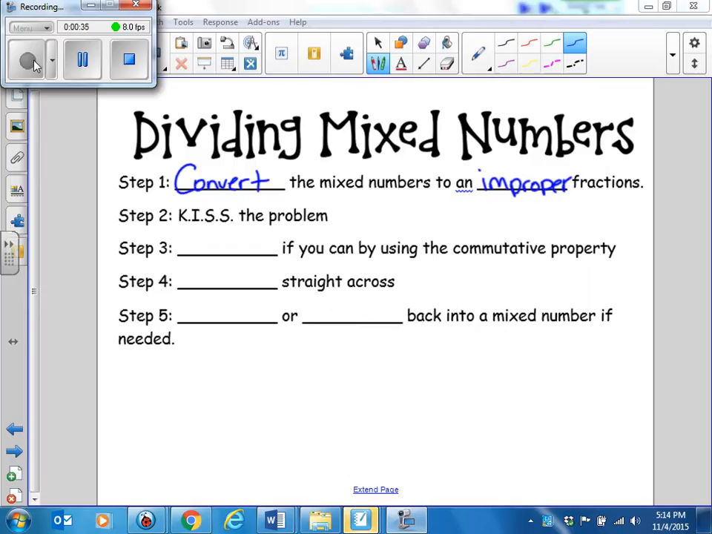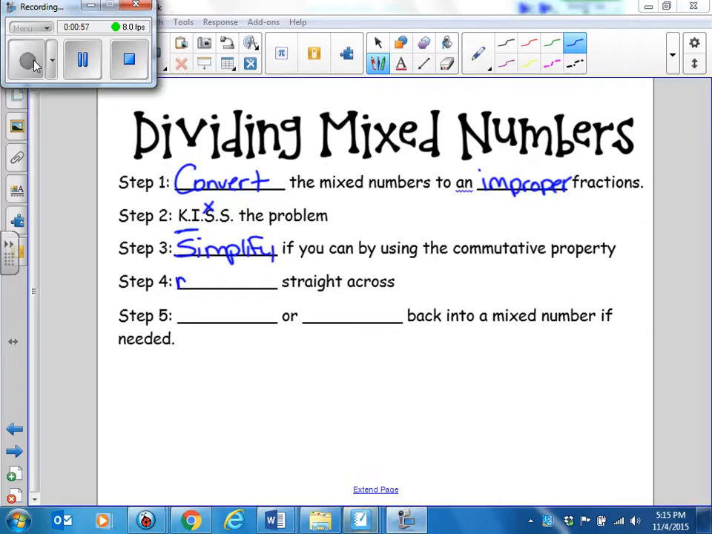Then we kiss the problem. So we keep the first fraction, we switch the division to multiplication, and then we take the reciprocal of the second fraction. So we switch the second fraction. We then simplify, if we can, by using the commutative property.